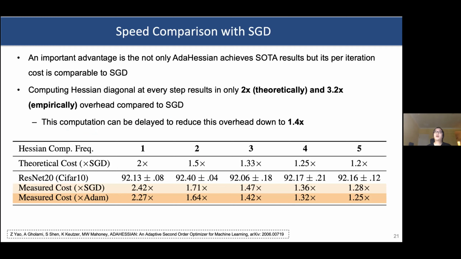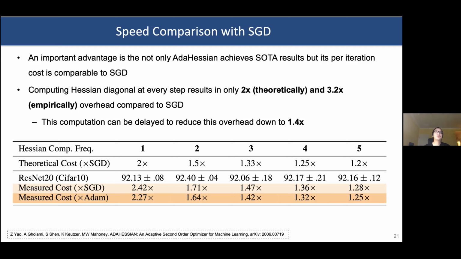Next I will discuss 2 important things. One is the computational cost, another is the robustness of your optimizer. First look at the computational cost. People usually think second order methods will be extremely expensive compared to first order methods, since, for example, you need to compute H inverse G. This requires a cubic computational cost and quadratic memory. However, since we are using the diagonal of the Hessian, the quadratic memory is reduced to linear.